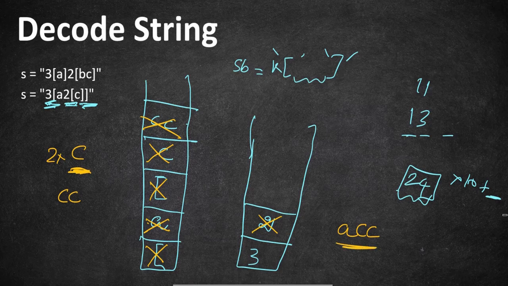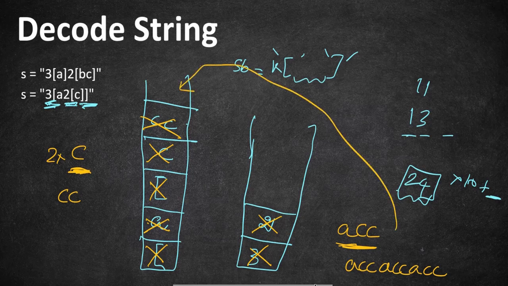How many times we have to decode it or multiply it? That number will be in the number stack. So now it is 3 times. So we are going to multiply and store ACC, ACC, and ACC back into our stack. So this will be on the top of our stack, and there is no other open brace. And there comes the next character, which is not there. We are done with iterating the given string. So in that case, whatever is left on the top of the string stack would be our output, and we are going to return it.